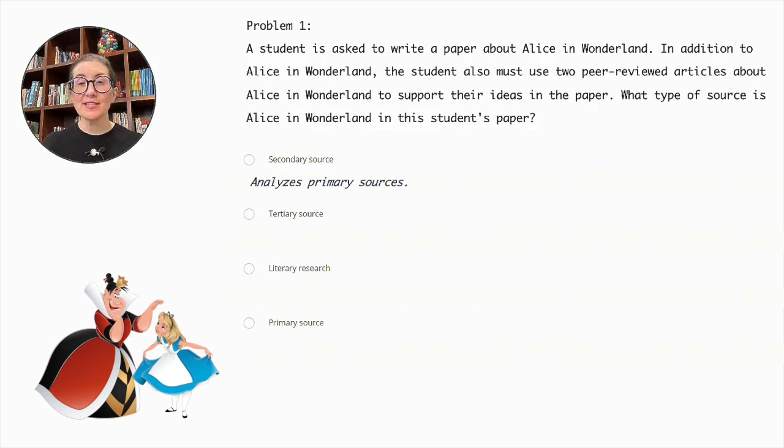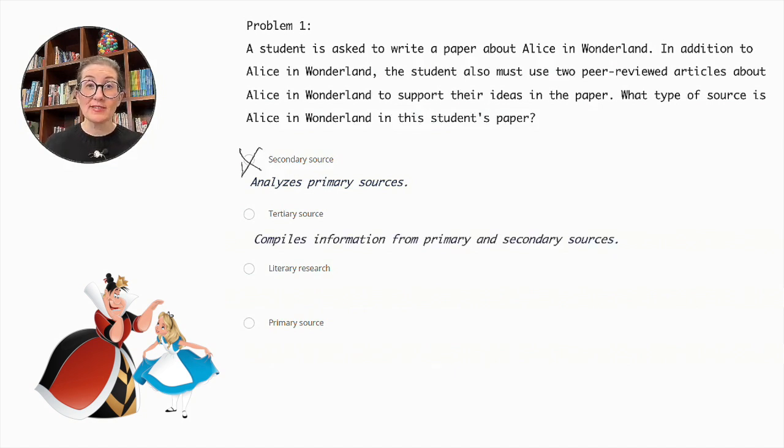A secondary source analyzes, interprets, or critiques primary sources, such as a peer-reviewed article about Alice in Wonderland. So we can eliminate that. A tertiary source compiles and summarizes information from primary and secondary sources, like textbooks or encyclopedias, so this isn't correct either. Literary research refers to the process of studying and analyzing literary works and criticism, and it's not a classification of a source itself, so we can eliminate that.